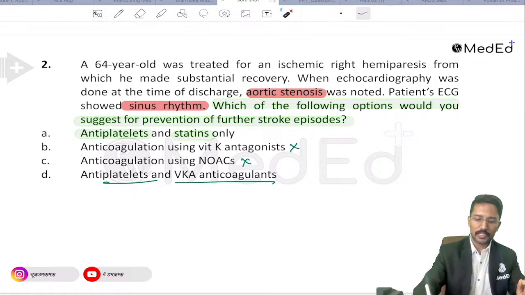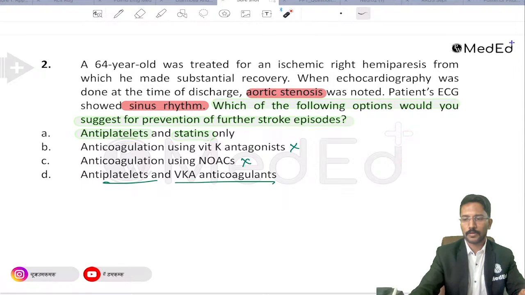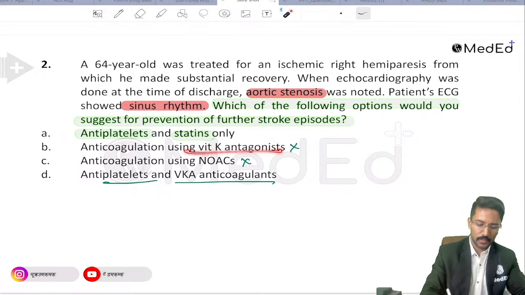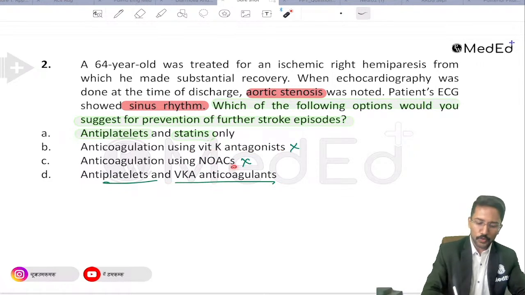If at all I mentioned that this patient has ECG evidence of atrial fibrillation, then what option would you have chosen? Will you consider warfarin? Will you consider newer oral anticoagulants, or antiplatelets and vitamin K antagonists? Can we use newer oral anticoagulants in such a setting?